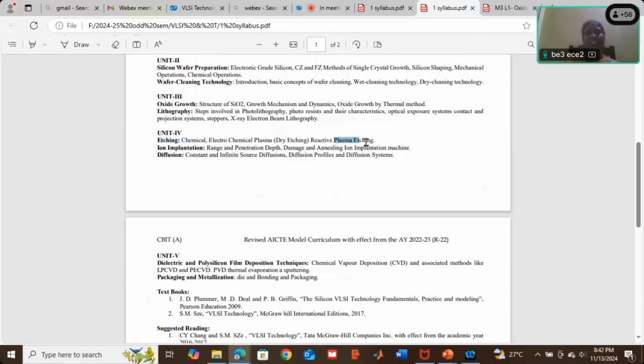Then what is plasma etching? 3 questions I told you here. One is difference between wet etching, dry etching. Second one, wet physical etching, dry chemical etching. Okay, with the diagrams or equations. Next is plasma etching. Okay, plasma etching. Next, ion implantation.